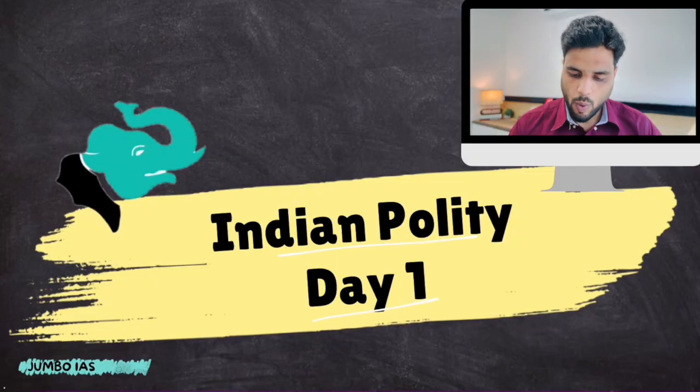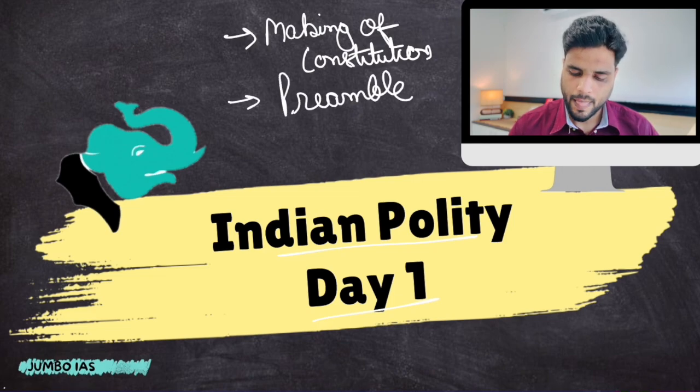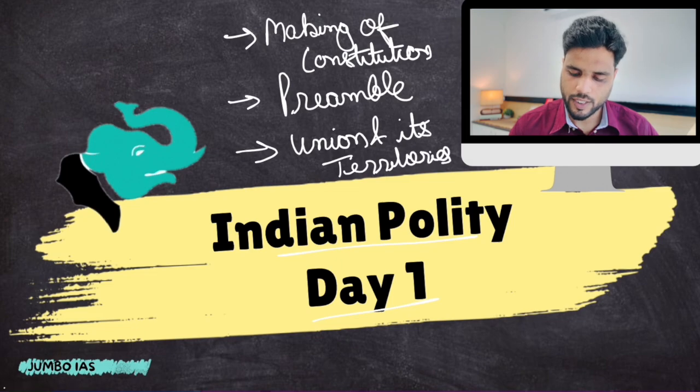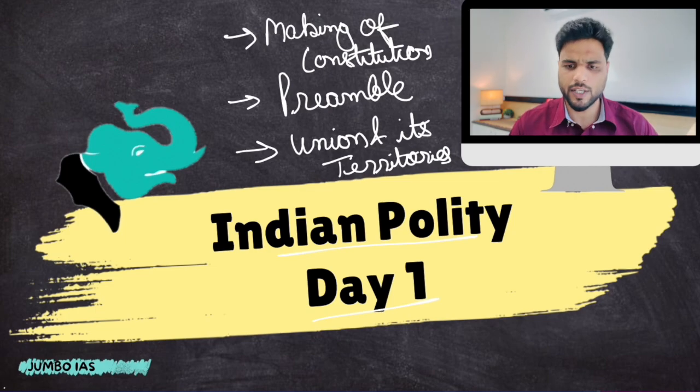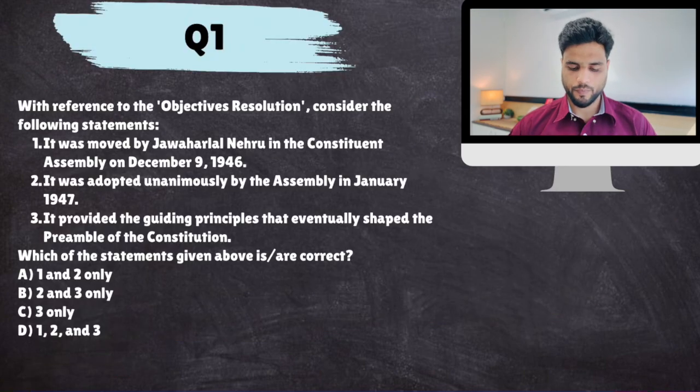So Indian polity, day 1, and your targets were making of the constitution, then preamble, and then union and its territories. So these were your targets. Now we are going to divide this 30 MCQ set into 3 parts. The first would be making of the constitution, around 10 questions, then preamble, then union and its territories. So let's start discussing MCQs from making of the constitution first. Let's begin.